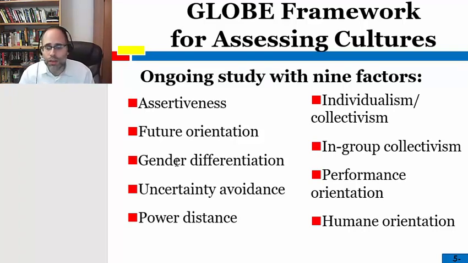Power distance, which we also saw in the Hofstede model. Individualism versus collectivism, which we also kind of saw in the Hofstede model. Do people look at things in terms of the individual or for the greater group of society? In-group collectivism. It's one thing to have collectivism in a society. It's another thing to have collectivism in your particular company. And performance and humane orientation. How do people define a good performance, and how much does society prize fairness and being humane to people within the organization and throughout the society?